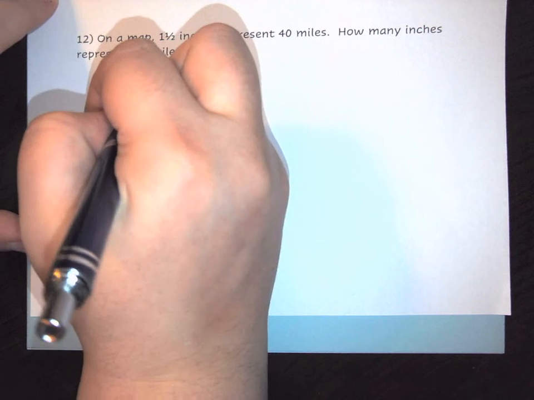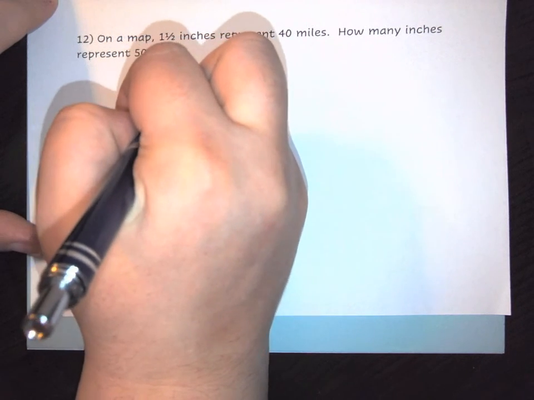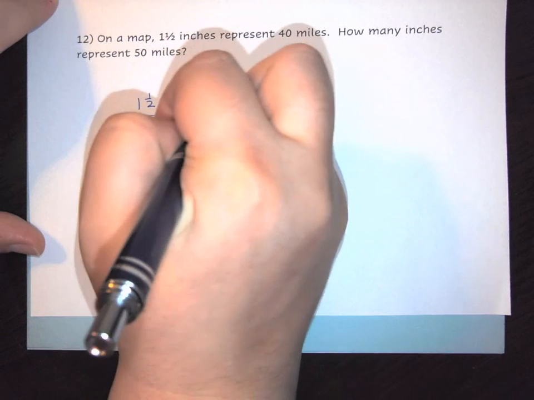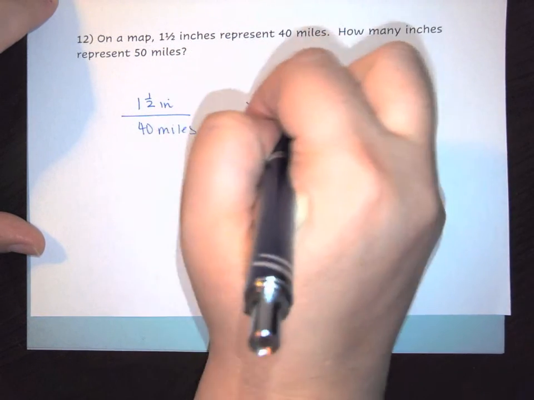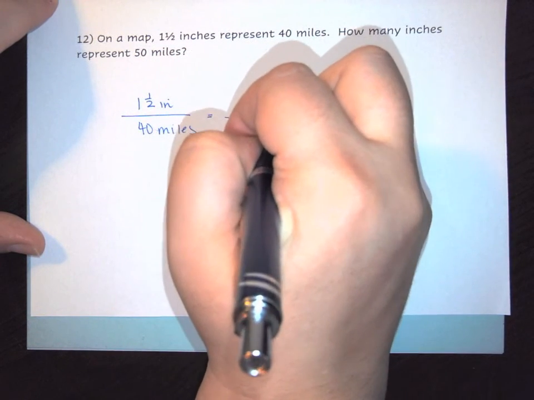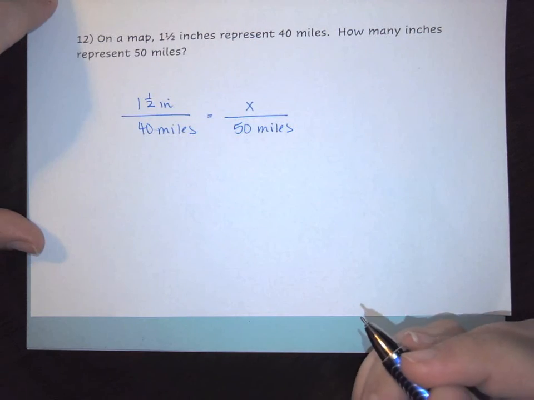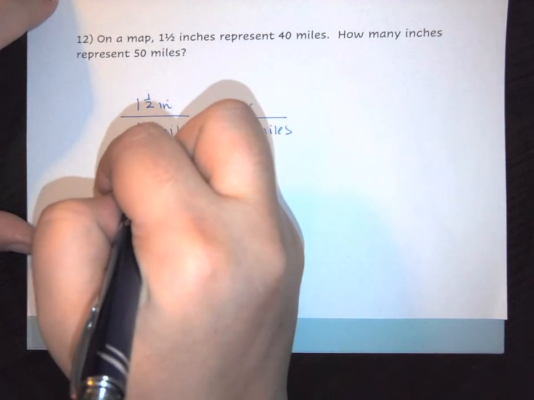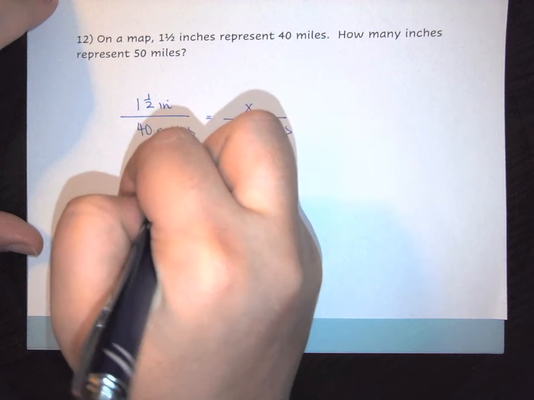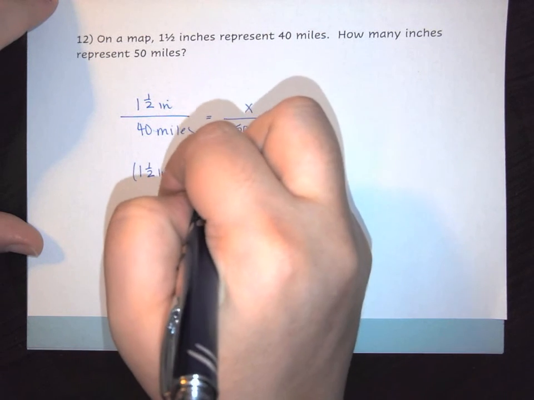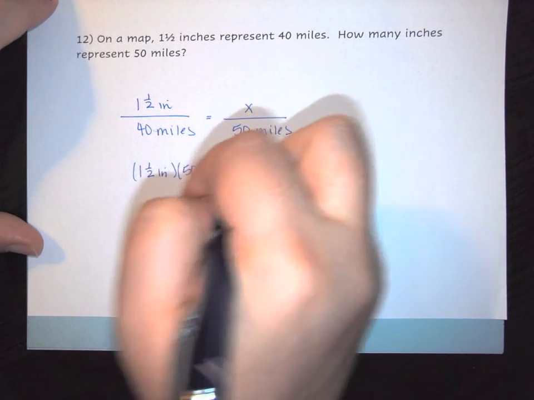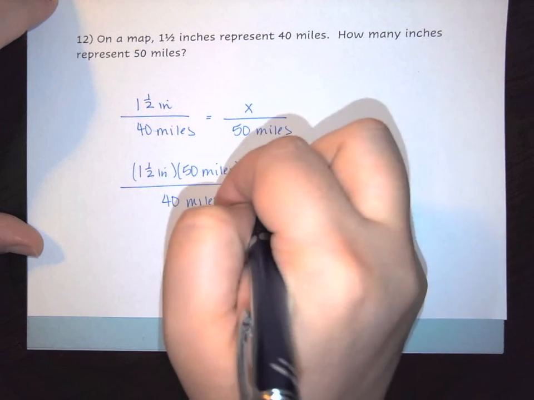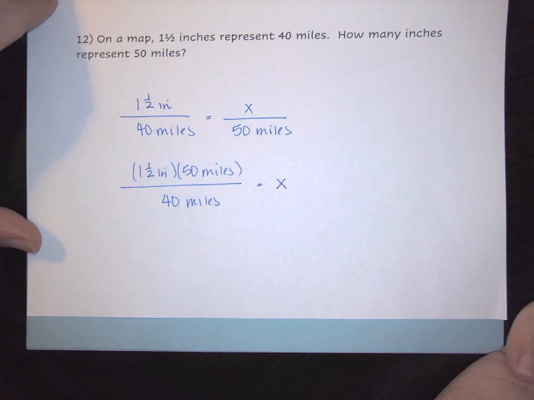So we're going to use 1.5 inches per 40 miles is equal to x over 50 miles. So we're going to set up and solve for x. So here we're going to end up with 1.5 inches times 50 miles divided by 40 miles is going to give me my x value.